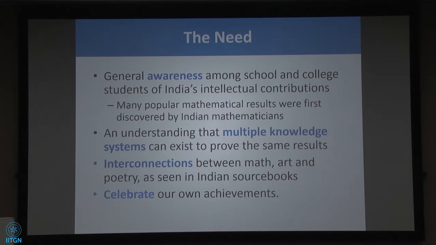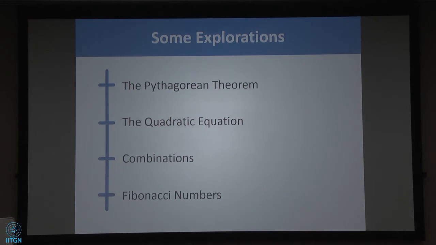And also to highlight the interconnections that exist between what are normally thought of as very disparate fields like math, art, and poetry. Typically, we see a lot of school students say, I'm a math person, I don't like literature, or I'm a humanities person, I cannot understand mathematics. So this is to show that some of the finest minds in our traditions, for instance, the mathematicians, were not just mathematicians, but also very learned in the Vedas, grammar, Tarka, astronomy, all these different things, and they straddled all these different fields with relative ease. And finally, to celebrate our own achievements, because if we don't, who will?